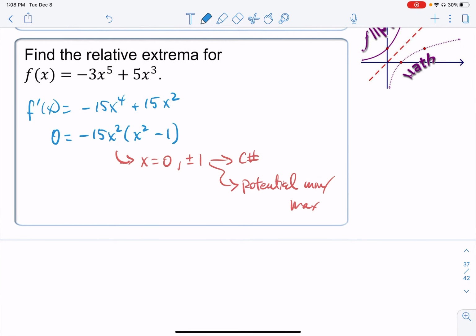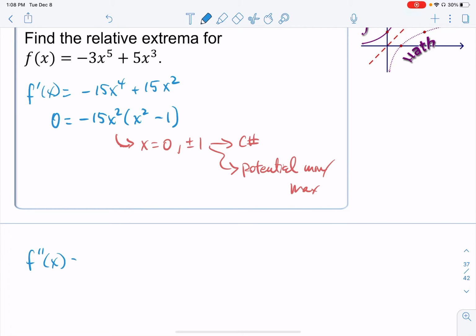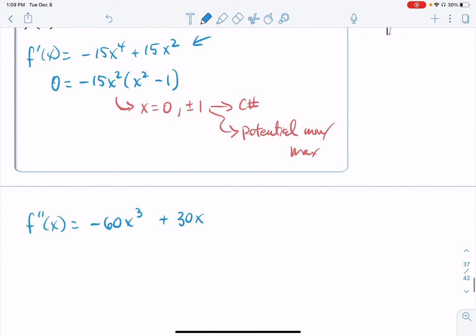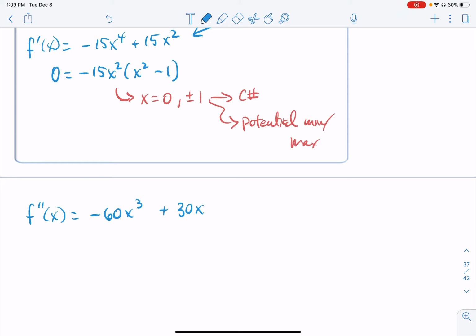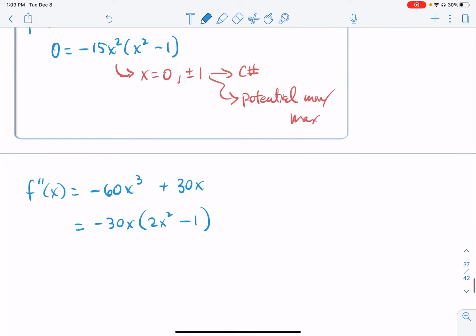I'm just going to check the concavity at each one of these points. So second derivative, let's go back to this non-factored form. Leapfrog that power down. It's a negative 60x to the third, plus 30x. We do not need to see where this is equal to 0. Where it was equal to 0 would be possible points of inflection, but that's not what we're doing here. But I would suggest factoring it because it's a little easier to plug numbers in when it's in factored form. So I can factor out a negative 30x, then inside here would be 2x squared minus 1. And this is our second derivative.